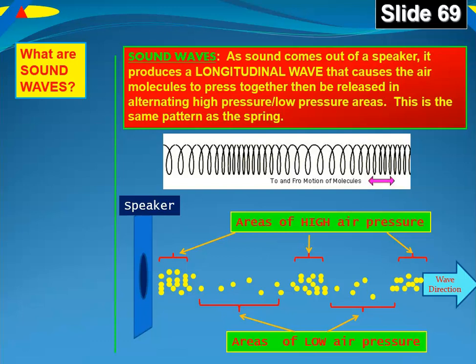Low air pressure means lower than the normal air pressure in the room. And the answer is both cause sound. When the higher pressure hits your eardrum, it pushes your eardrum in, and that creates a sensation. But when there's low pressure, lower than the room's air pressure, it'll pull your eardrum out. It's like it's sucking it out, and that also moves your eardrum. So both high and low pressure cause your eardrum to move. It's when there's no air pressure that's different than the normal air pressure of the room that you don't hear any sound.